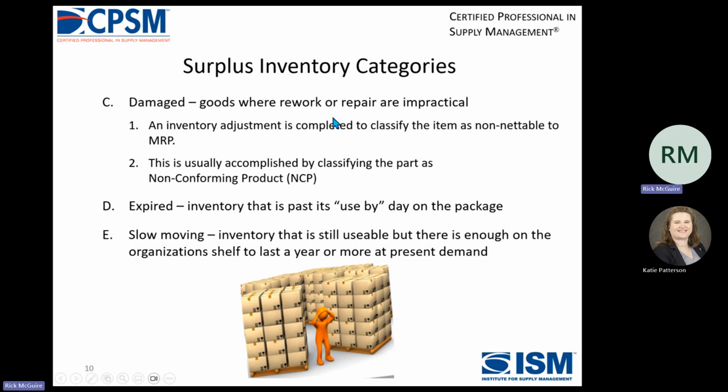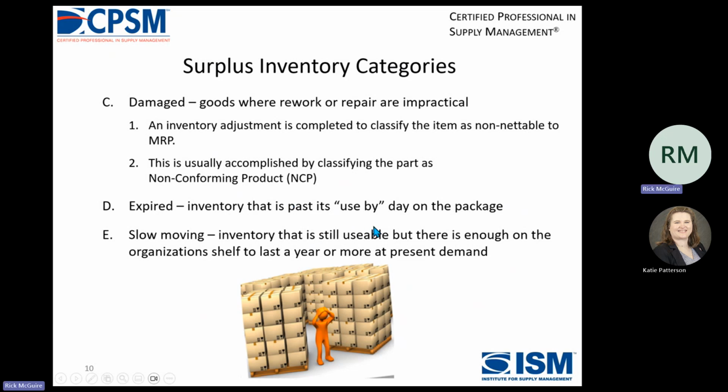Damaged goods, where rework or repair are impractical: inventory adjustment is completed to classify the item as non-nettable to MRP. So usually you will put this in some location that's non-nettable. This is usually accomplished by classifying the part as an NCP, or non-conforming product. It goes to the Material Review Board location, or MRB.